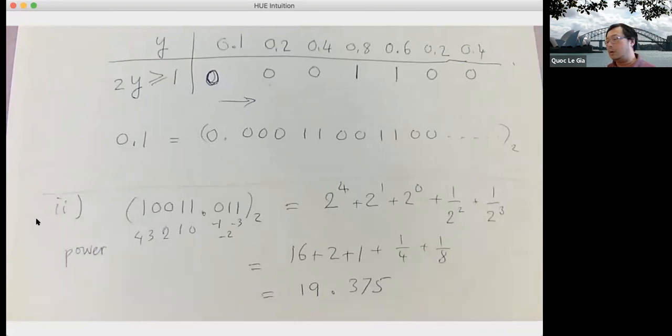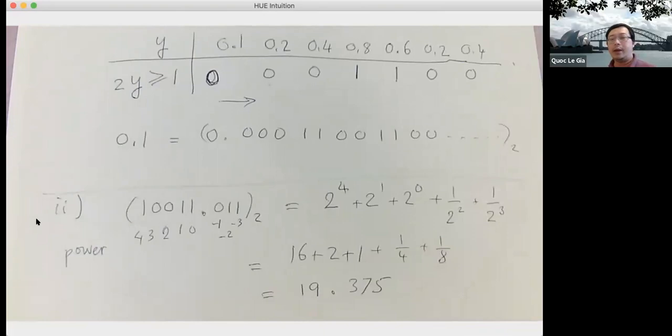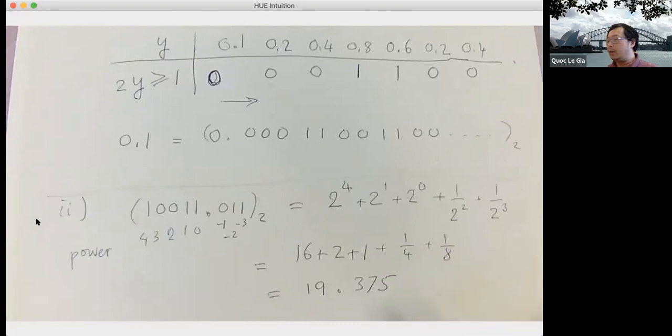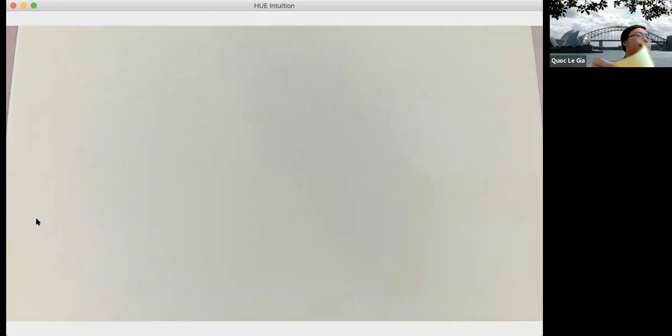Okay, so any question? Good. No more questions. Then I move on to the next question. So the next question is about real min and real max. How do we explain real min and real max?